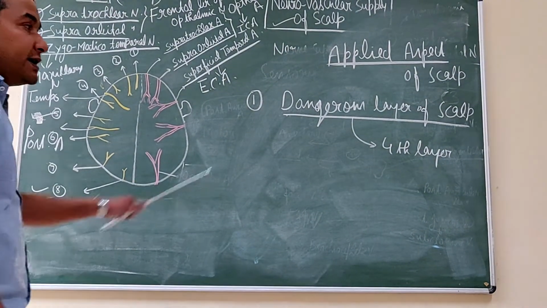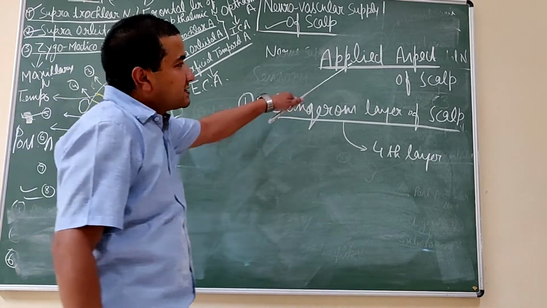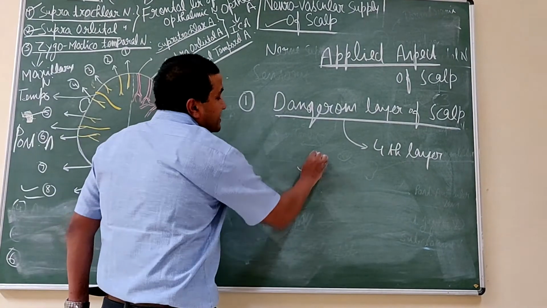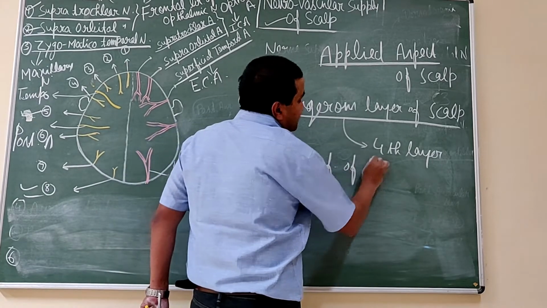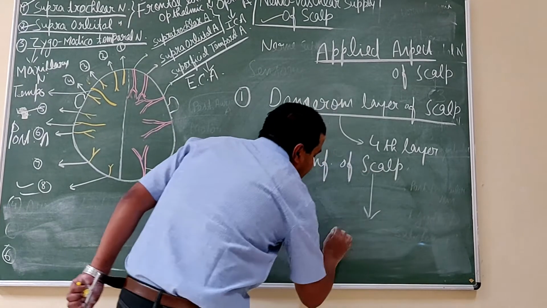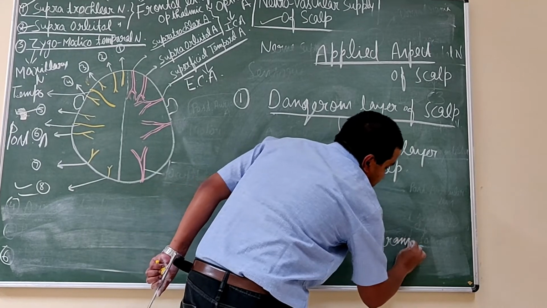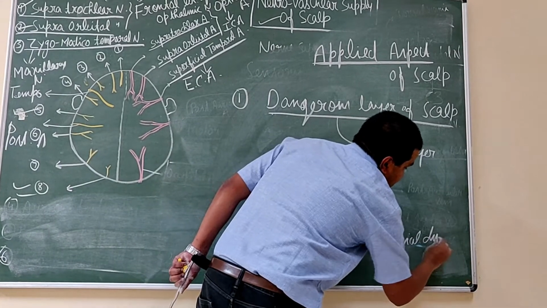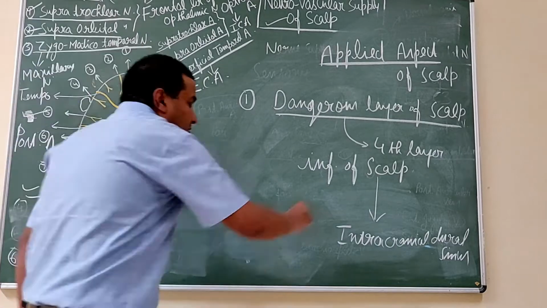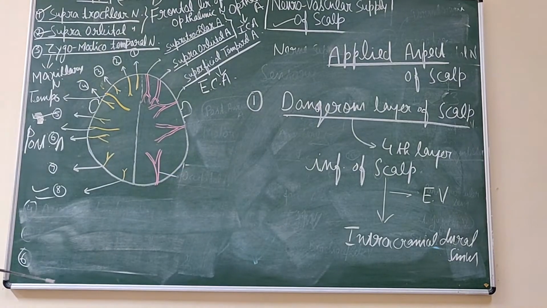We have discussed why. Because it is traversed by the emissary veins. The emissary veins connect the extracranial veins with the intracranial veins, and in case of infection of the skull, this infection is spread to the intracranial dural sinus through the emissary veins. These emissary veins act as a channel to spread the infection.